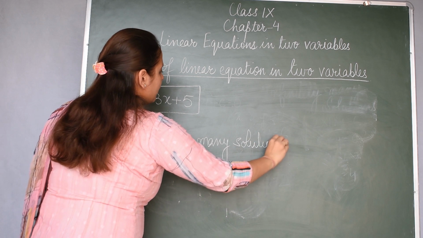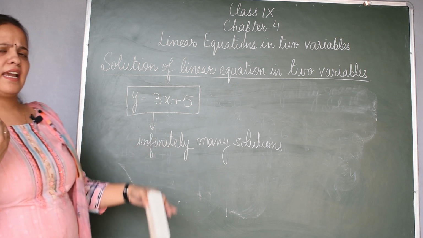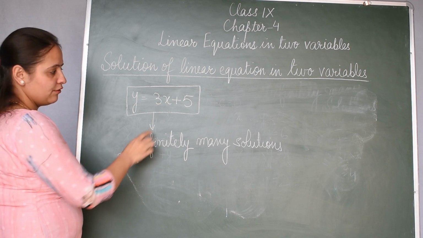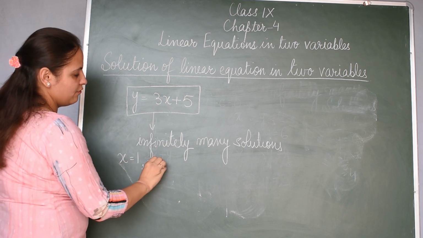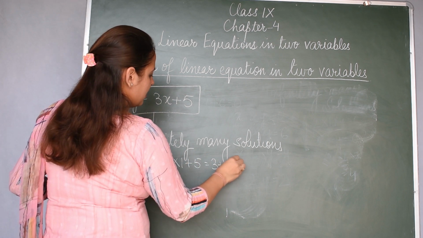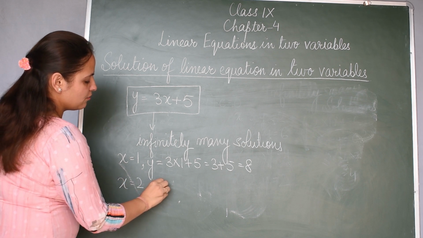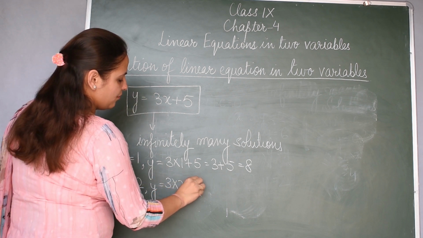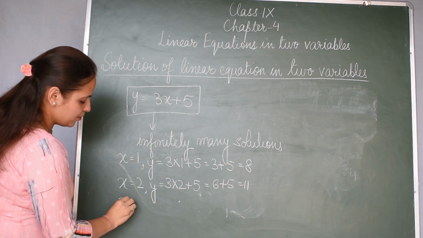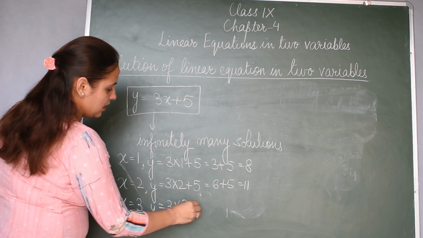Let's say you are asked that you need to find out the solution of this equation. You can find out any number of solutions. Let's say if I put the value of x as 1, what will I get? Y, 3 into 1 plus 5, so I will get 3 plus 5 is equal to 8. If I substitute x is equal to 2, that means y is equal to 3 into 2 plus 5, that means 6 plus 5 is equal to 11. If I substitute x is equal to 3, I will get y as 3 into 3.